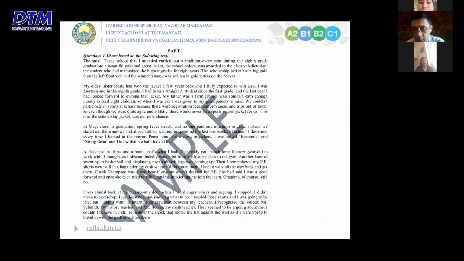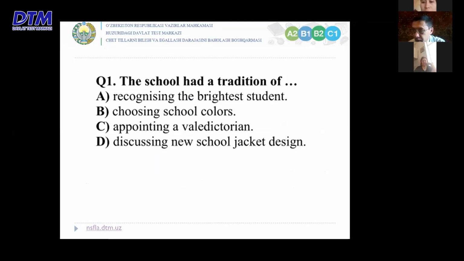This is a sample from our test booklet, which can be downloaded on our website. This is a cut from it. Reading part 1. Here is question number 1. The school had a tradition of, this is the stem, and 4 options. How to deal with this question?